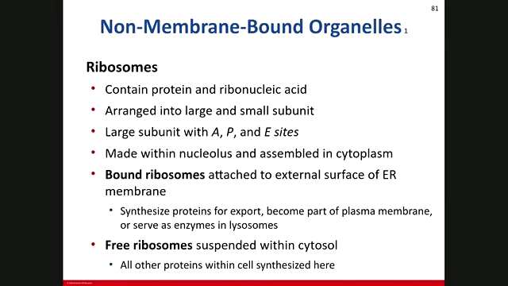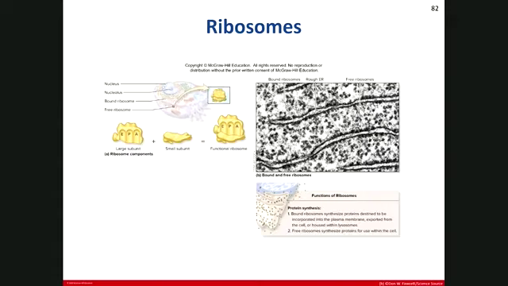And we have a group of non-membrane bound organelles. One of them is ribosomes. Ribosomes contain protein and RNA. They are arranged into large and small subunits. Here you can see the picture of the ribosomes. This is the large subunit and this is the small, and they sit on each other, and the protein is made between them.